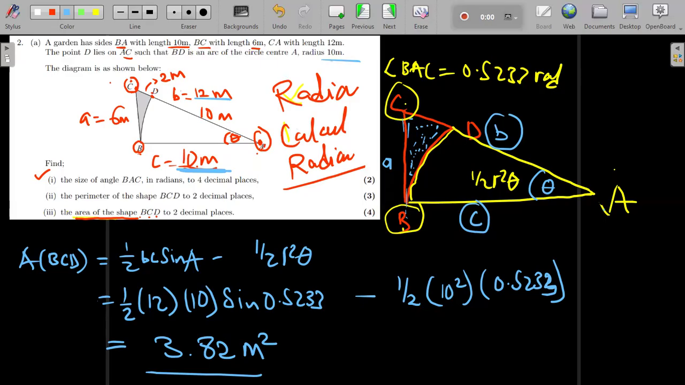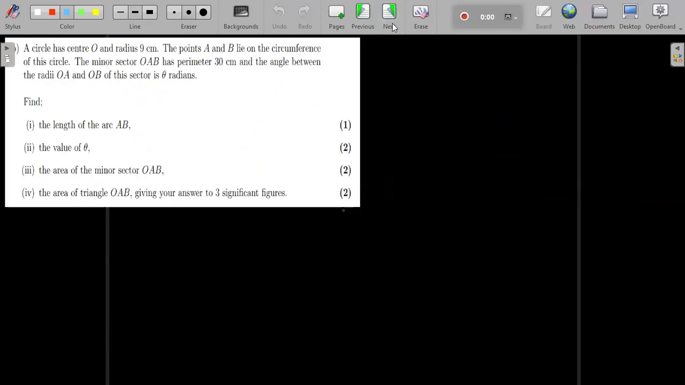Right, no questions. Let's move to the next question then. Okay, so the next question is also on radian measure. We have to read the question and then picture it so that we can solve it.